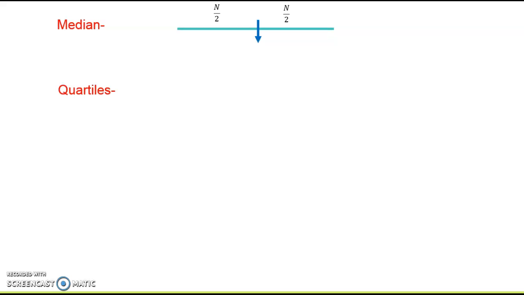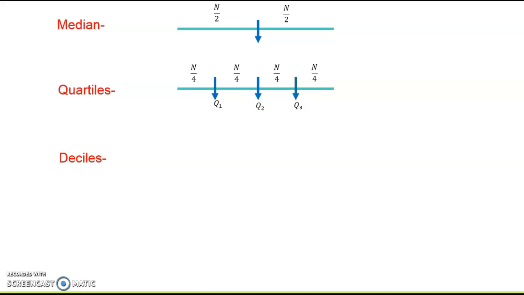The next is the concept of quartiles. Quarter is nothing but 4. So suppose this line represents the data, and I want to divide this data into 4 equal parts. I need to consider 3 values, Q1, Q2 and Q3. That is, Q1 is the first quartile, Q2 is the second quartile, and Q3 is the third quartile. Quartiles divide data into 4 equal partitions. Each partition will be of size n by 4.